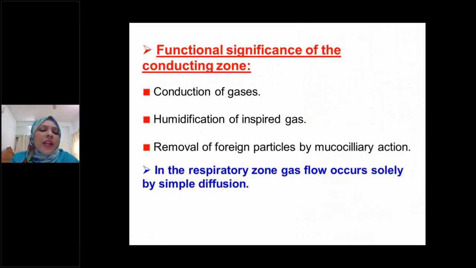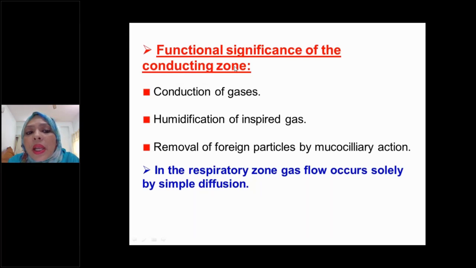Now, I have already said that in the conducting zone no gaseous exchange occurs, but there are a lot of functions of this area. The conducting zone has a lot of functions. This is a very, very important viva question, and my favorite viva question. Please listen to me very carefully. All the time I like to ask you this question. Please tell me the functions of the conducting zone, or of the air present in the conducting zone.